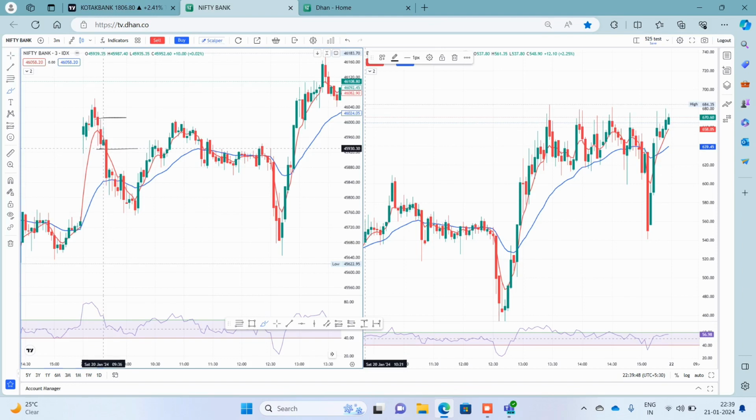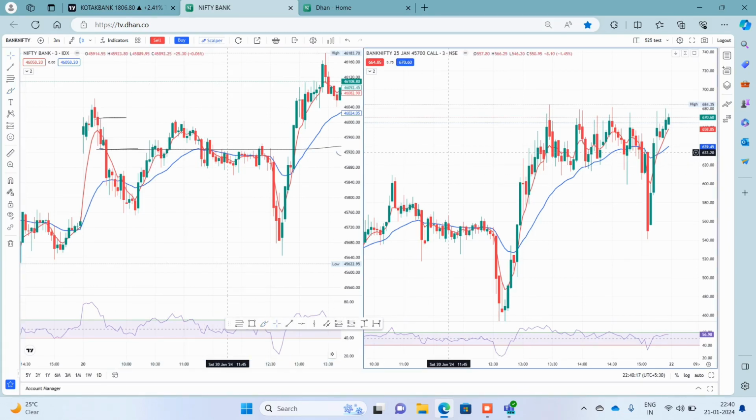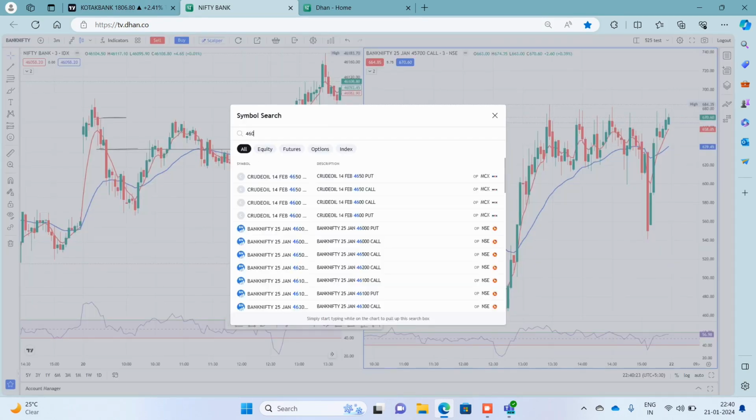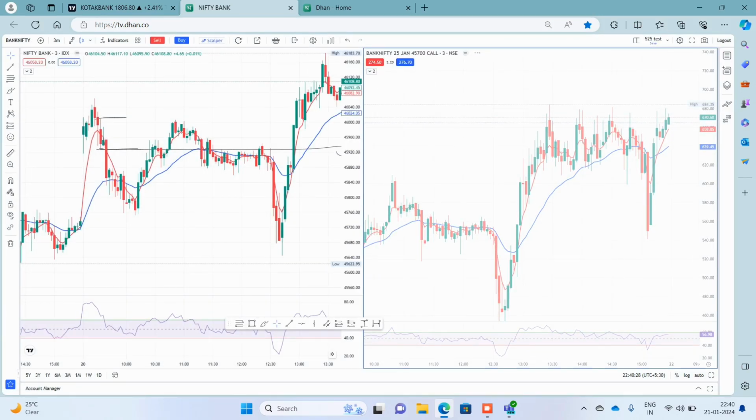Where is the market trading here? 45,930. If you see here, the market is trading at 45,930. Okay, the market is trading at this zone. So which strike price will we be selecting? One strike in the money or two strikes in the money. Based on your risk management, you enter one strike in the money or two strikes in the money. If it is trading at 45,930, which strike am I going to select? I am going to select 46,000 PE. Okay, let me select 46,000 PE of Bank Nifty.